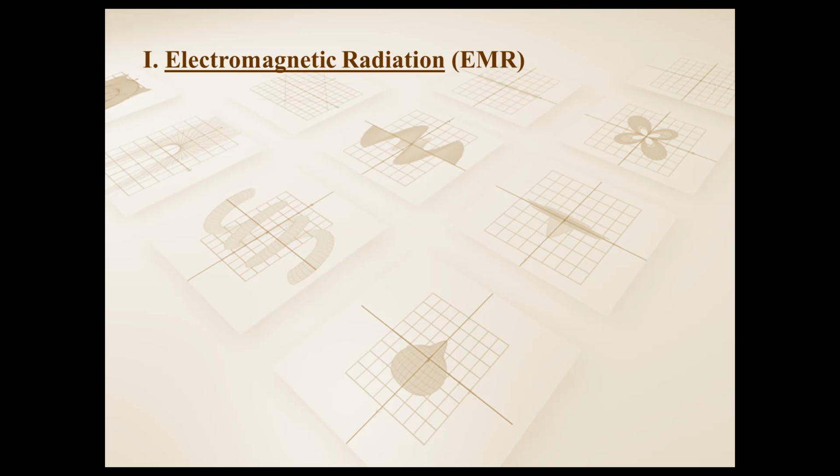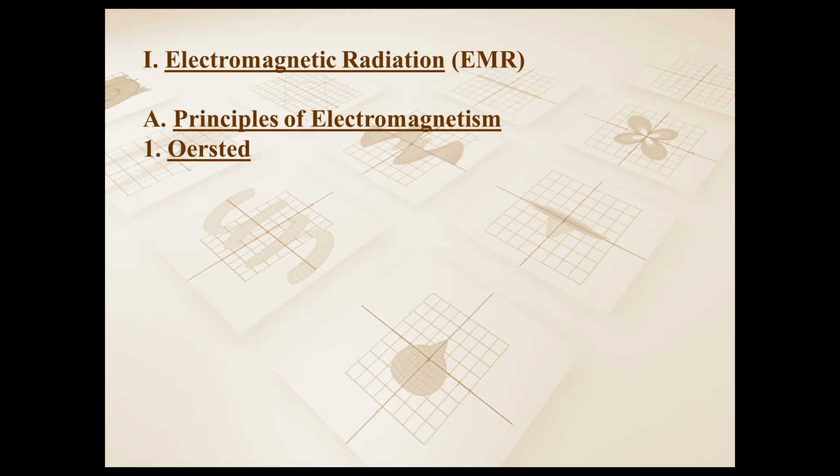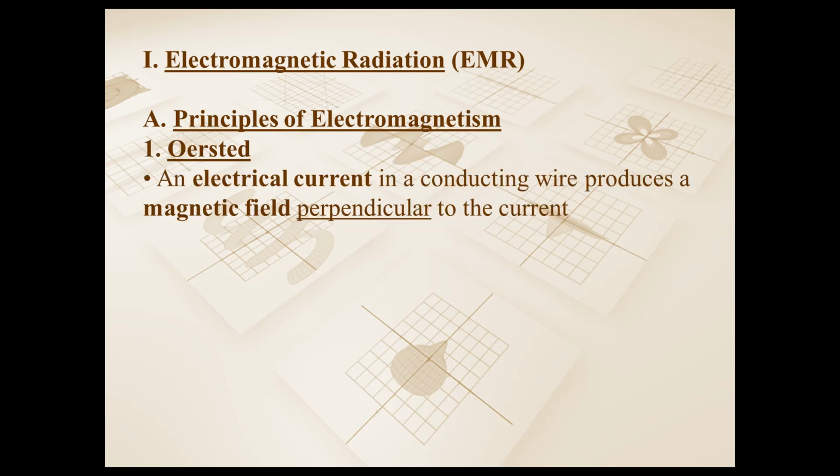Before we jump into the new material, we're just going to take a moment to review some of the important principles that related electricity to magnetism and vice versa. So this was information that we discussed back in the magnetic forces and fields unit of study. One of the scientists we talked about back then was Hans Ørsted, and he stated that an electrical current in a conducting wire produces a magnetic field perpendicular to the current.